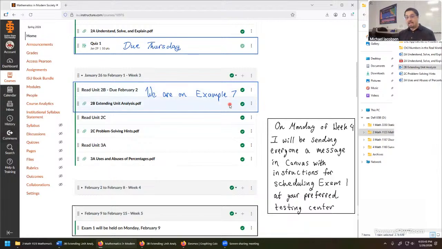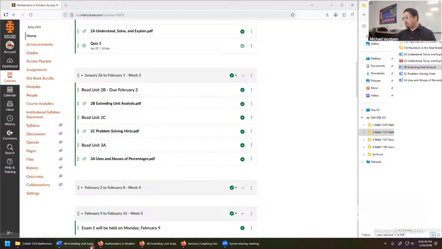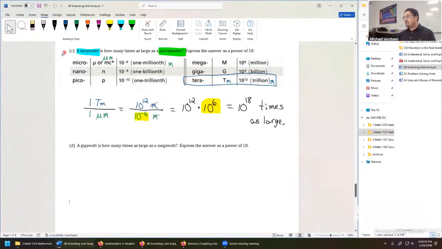So we left off on example 7. That one had like 4 different parts, and we're on the final part of example 7. Here's what it looked like on that final part. We're looking into the size of different kinds of units. For example, we had an interesting question about length. We were asked, a terameter is how many times as large as a micrometer.